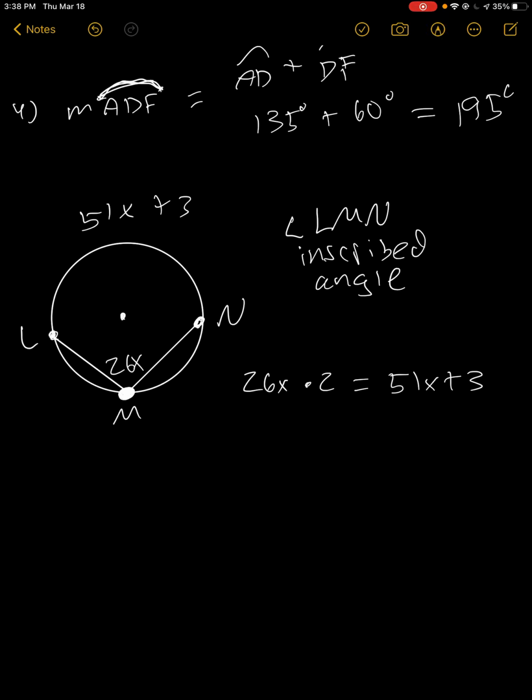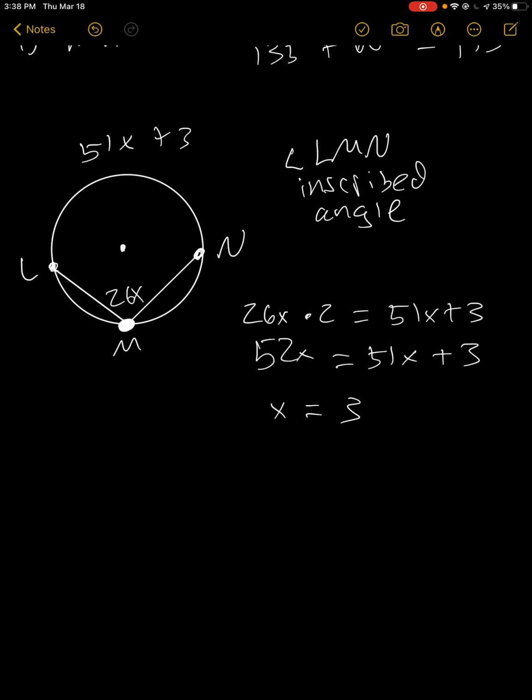So now we just need to multiply this out. 52x is equal to 51x plus 3. Subtract 51x from both sides, and you're going to get that x is equal to 3. So now we can actually check this, right?